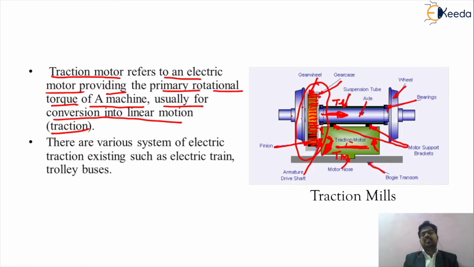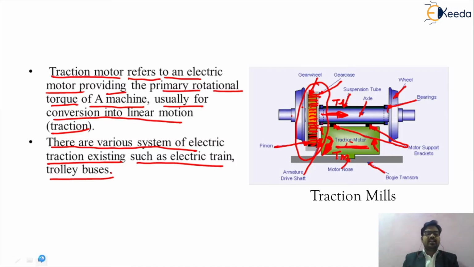So friends, we can understand there are various systems of electric traction existing, such as electric trains and trolley buses, because in foreign countries we prefer trolley buses for transmission. That's why we are using this type of traction motor in that system. Now we can understand the role of the traction motor as a drive, and how we can control this traction motor by means of different power modulator devices.